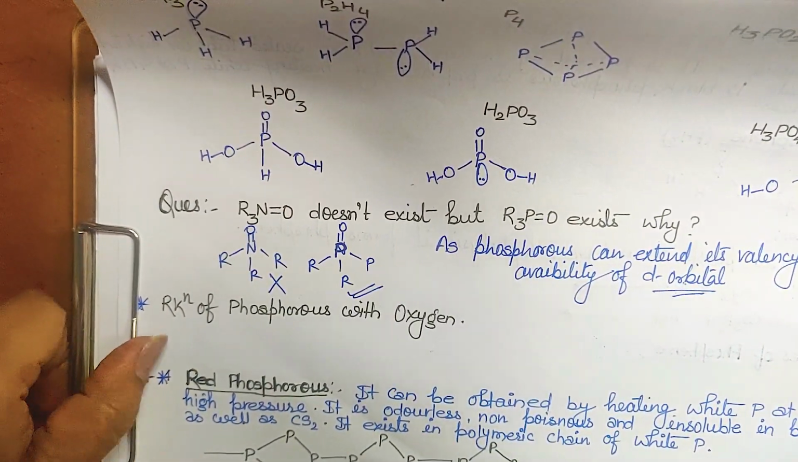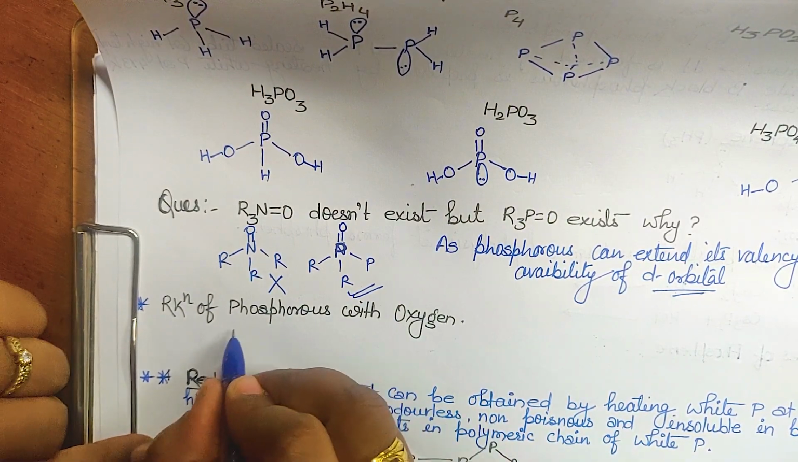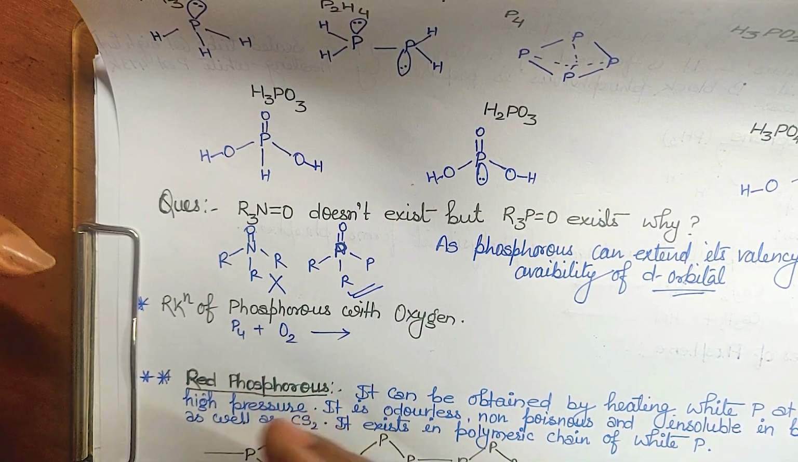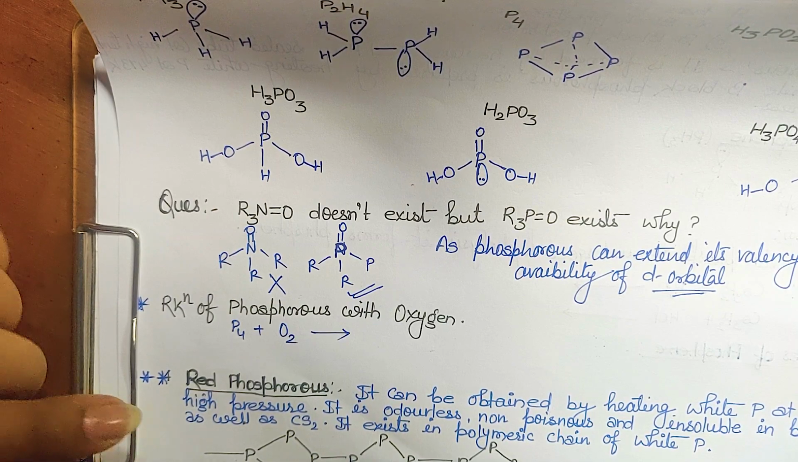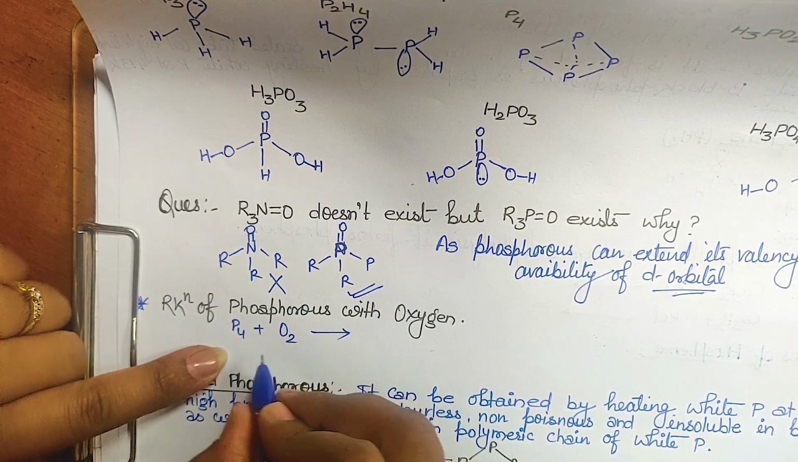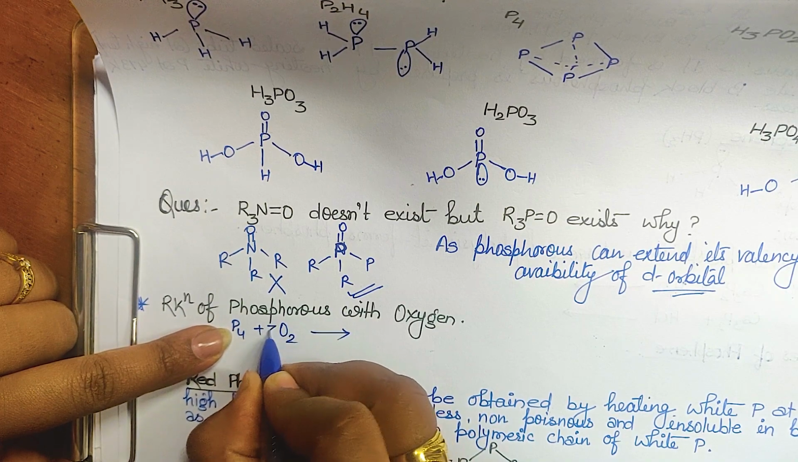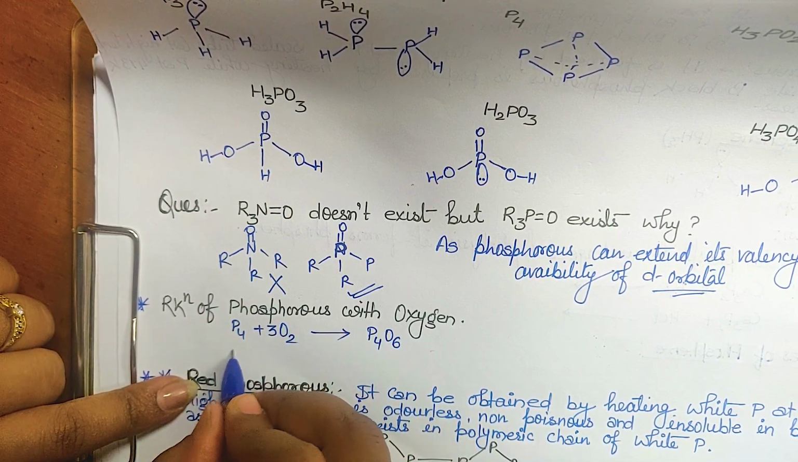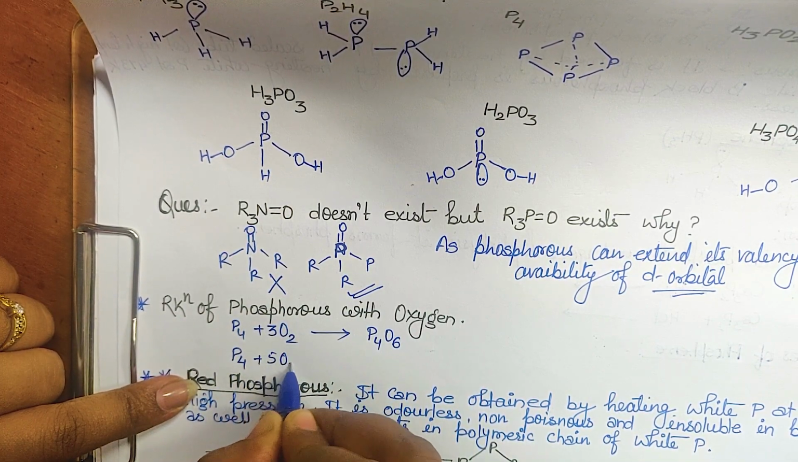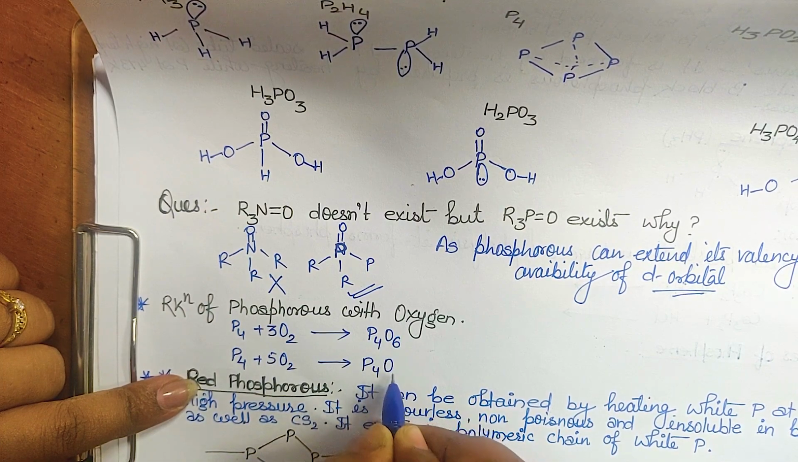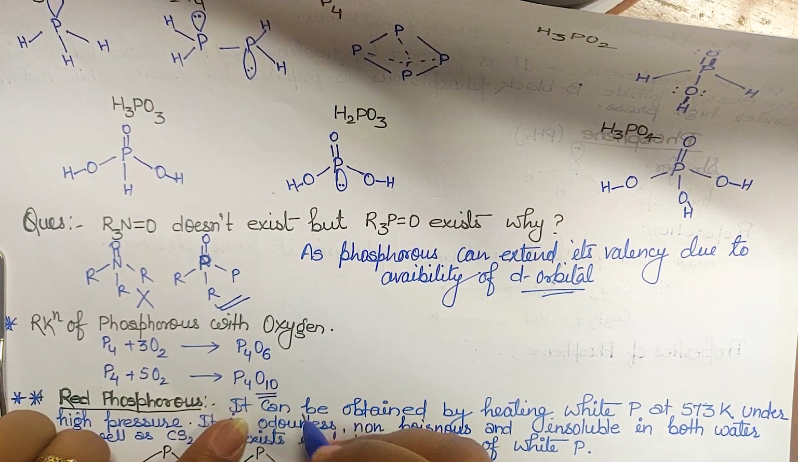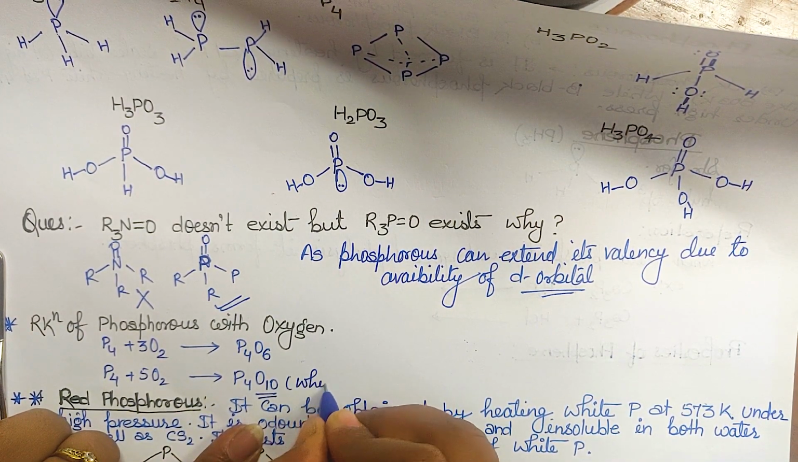Okay. Now there are some reactions of phosphorus with oxygen. So how does phosphorus react with oxygen? So P4 reacts with oxygen. What it will give depends upon how many oxygen it is going to react with. Like P4, if it is going to react with 3O2, this will give you P4O6. If it is reacting with P4 plus 5O2, it will give you P4O10. Got it?